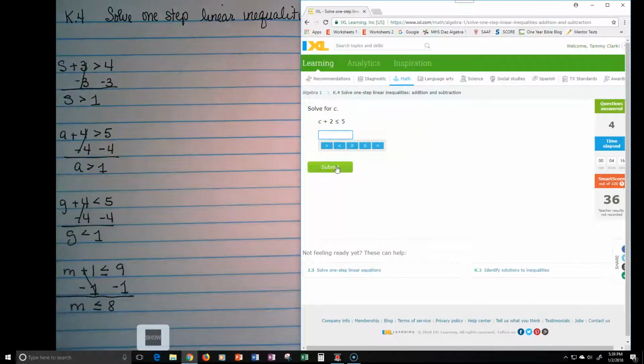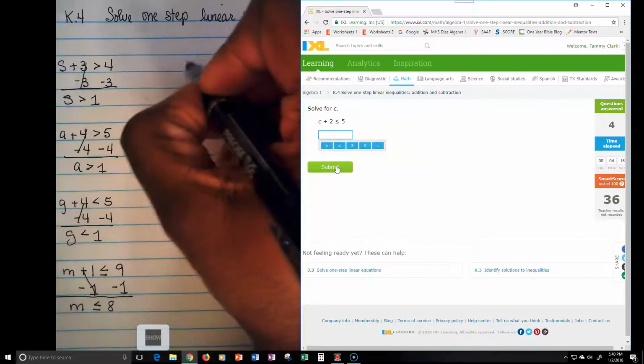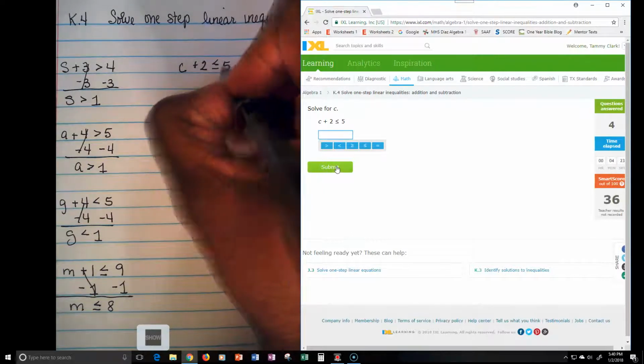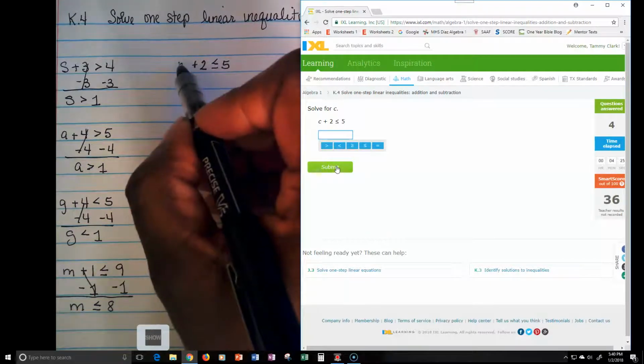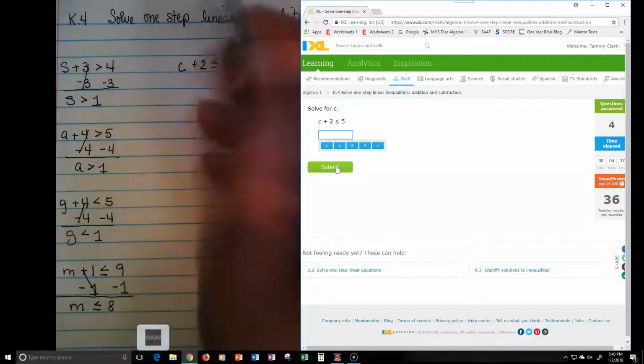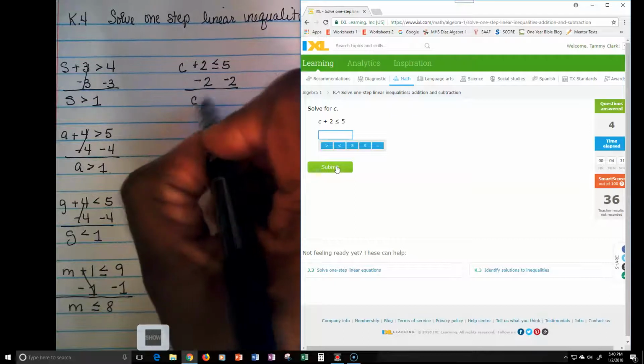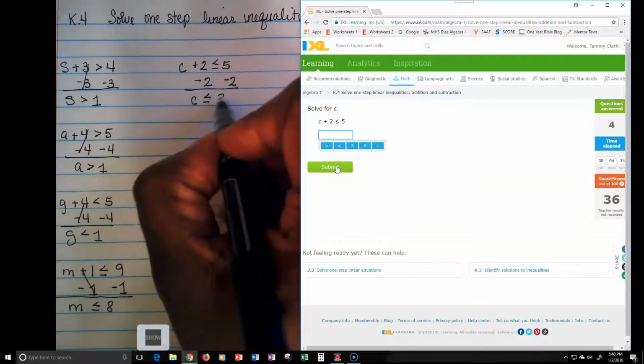All right, this time we have c plus 2 is less than or equal to 5. I want to isolate c, in other words, to get c alone. So I'm going to subtract 2 from both sides of the inequality, and I have c is less than or equal to 3.